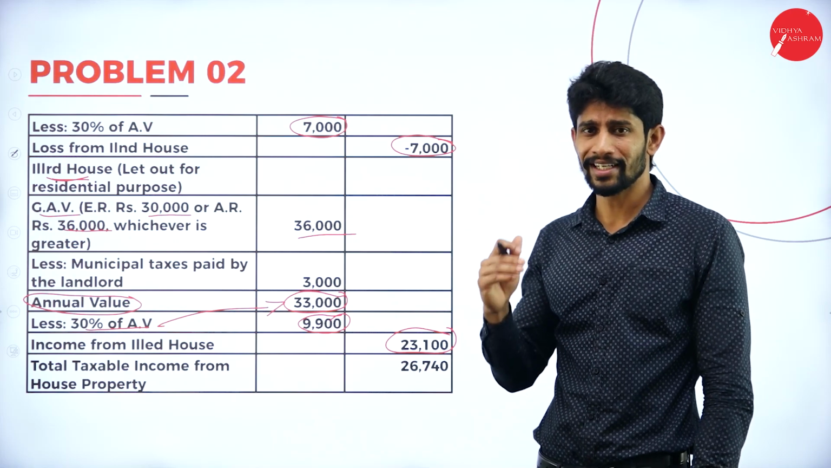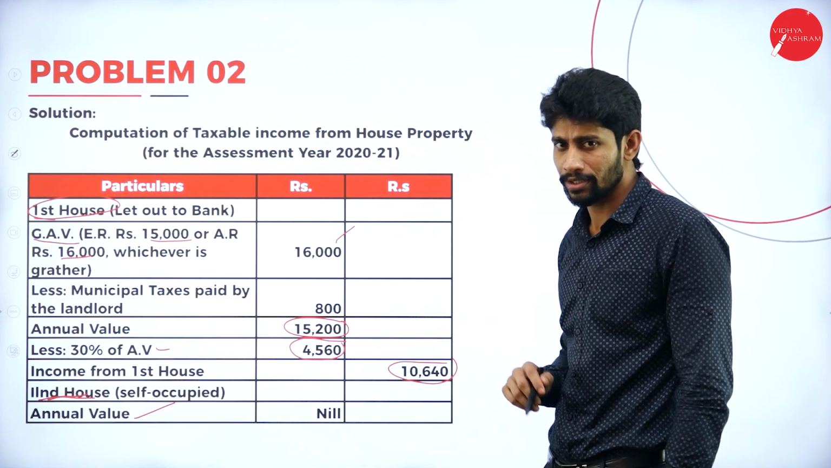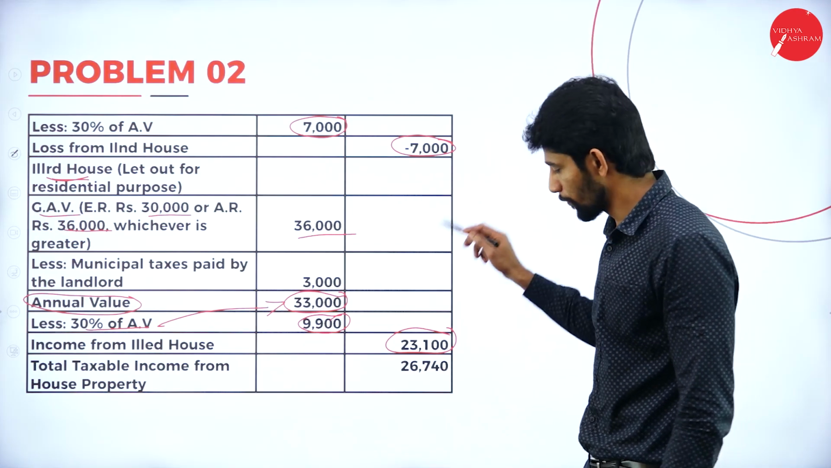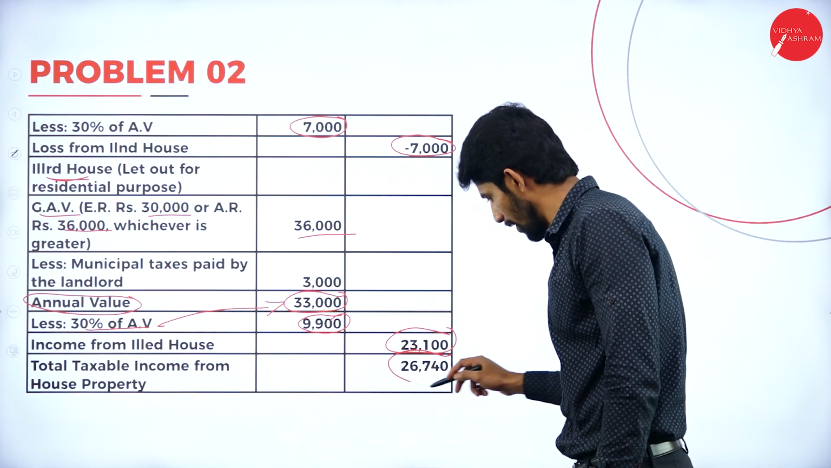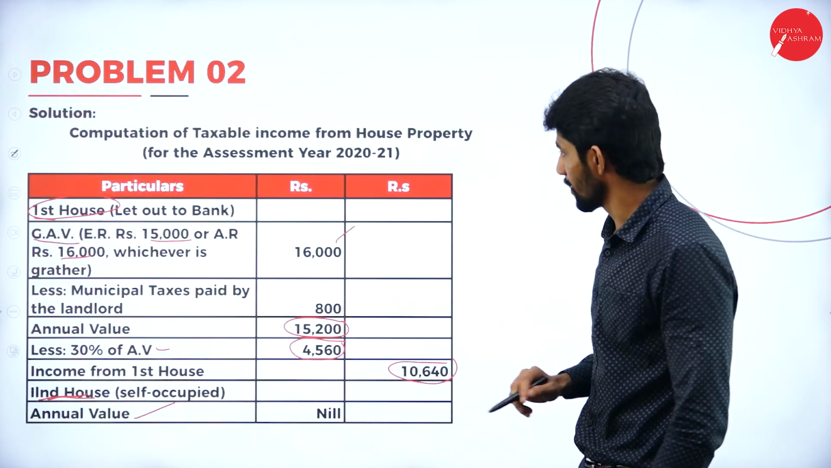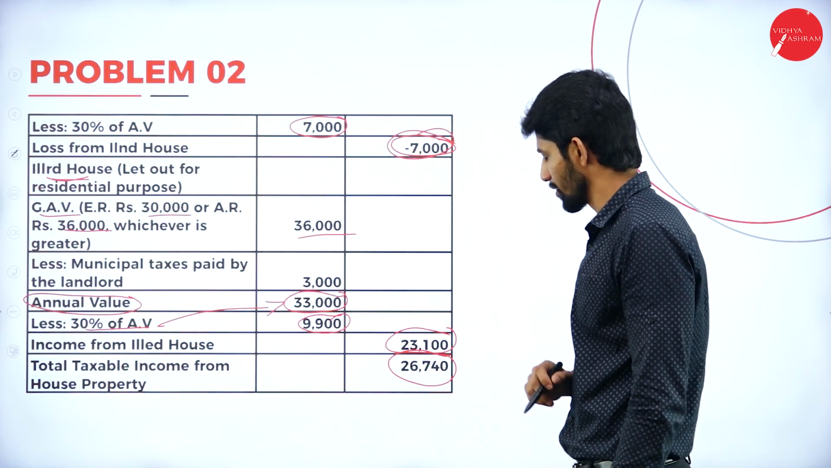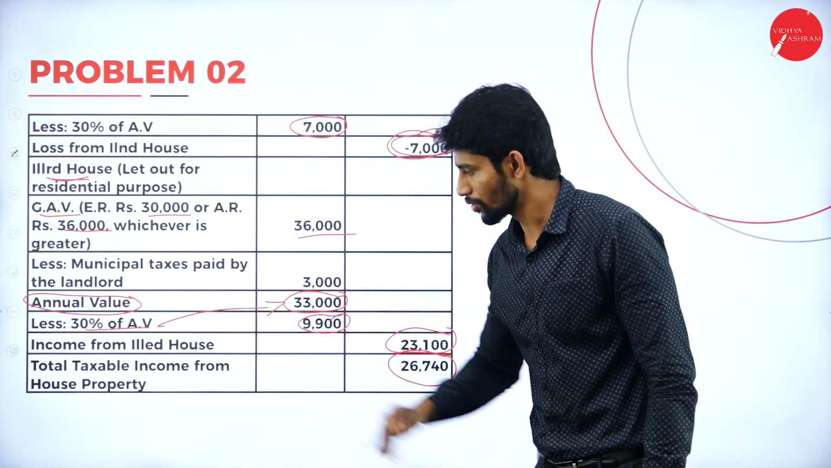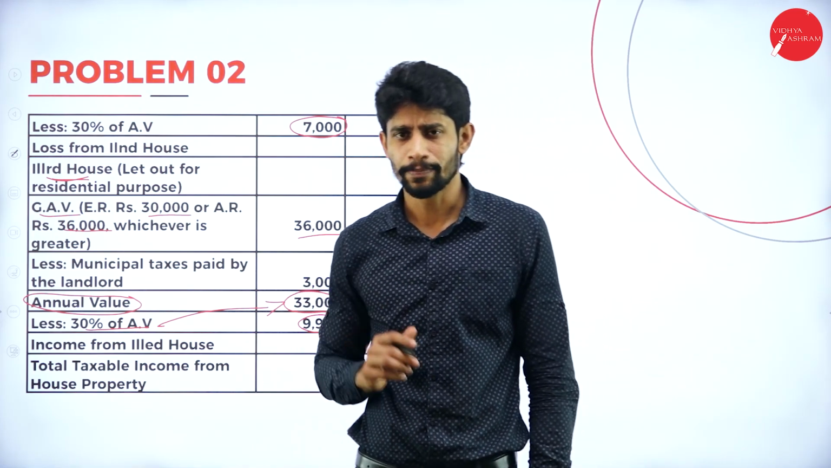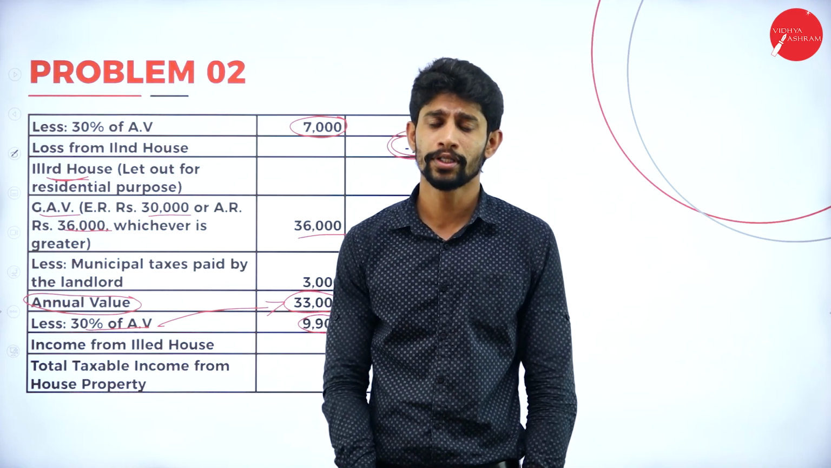Now set off the income and loss of house 1, house 2 and house 3. In house 1 you have 10,640 profit, in house 2 you have a loss of 7,000, and in house 3 you have a profit of 23,100. If you set off the loss against those two incomes, that is 23,100 plus 10,640 minus 7,000, you will get 26,740. This is the total taxable income from house property. This is how you are supposed to solve the problem with respect to income from house property. It will be very easy to solve, you just have to follow the format.